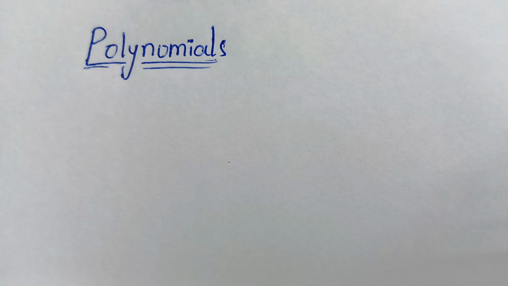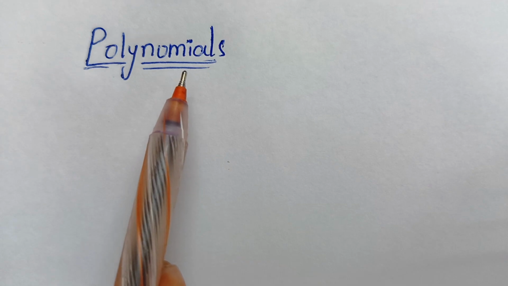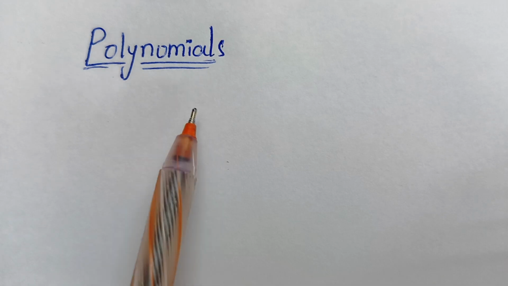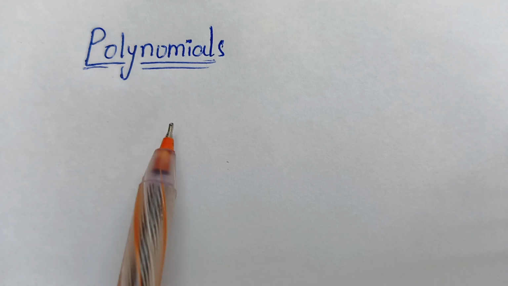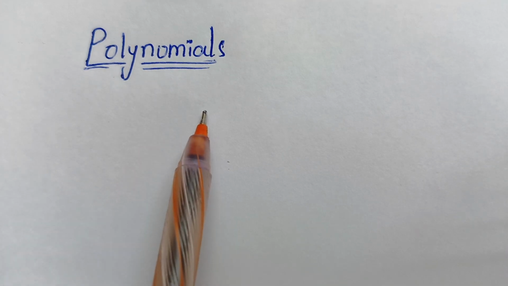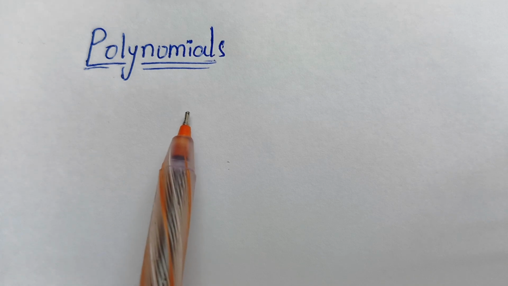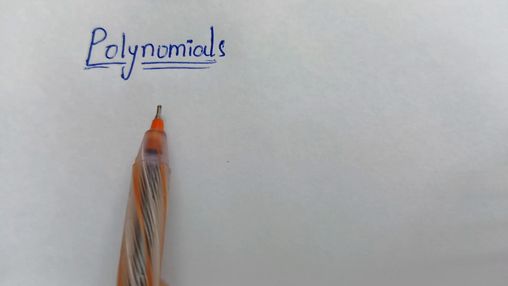Today's chapter is polynomials. What is a polynomial? In which form is it? We'll see here. A polynomial is an expression in terms of x containing the sum of a finite number of terms. Each term is in the form of ax power n. That is the main point of the polynomial's definition.